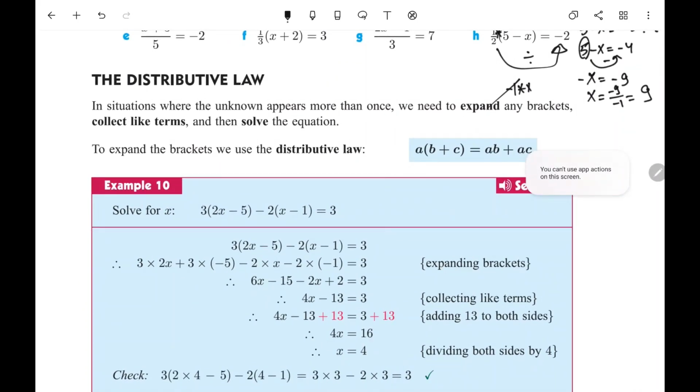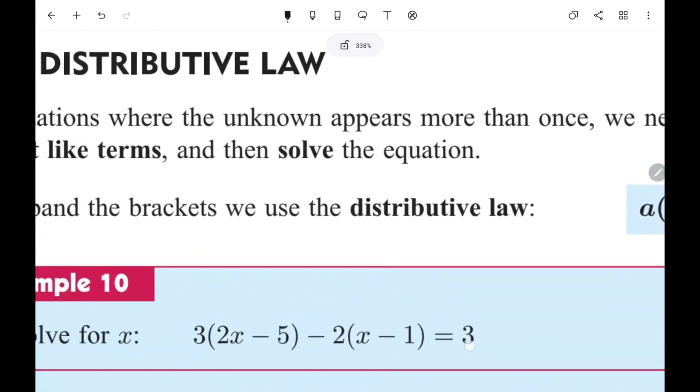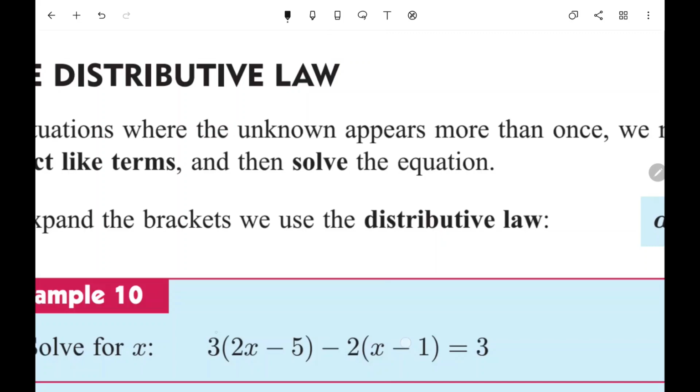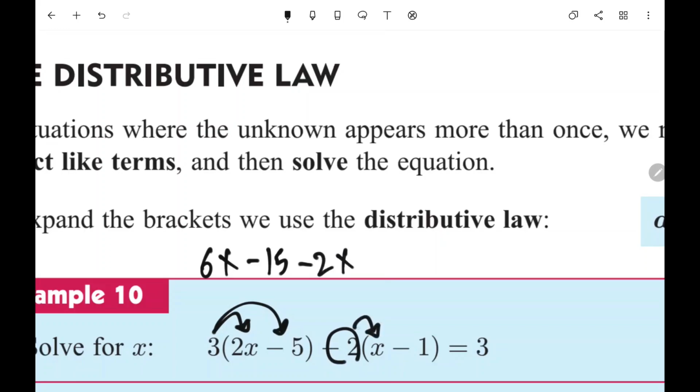Okay, solve for x: 3 bracket 2x minus 5 bracket, minus 2 bracket x minus 1 bracket equals 3. At the far beginning, we can apply the distributive law. How to make the distributive law? 3 times 2x is going to be 6x. 3 times negative 5 will be negative 15. Then negative 2 times x will be negative 2x, and then negative 2 times negative 1 will be positive 2, and all of this equals 3.